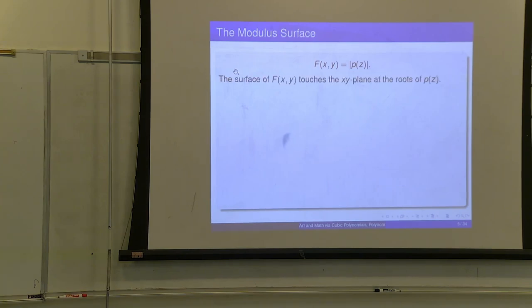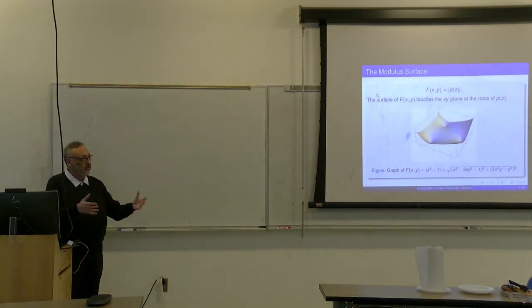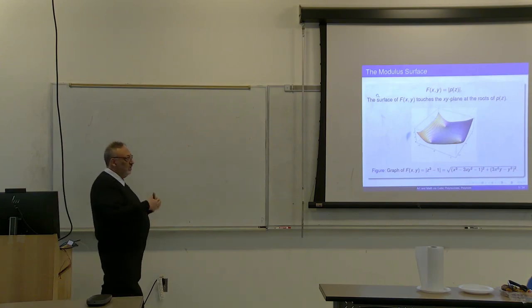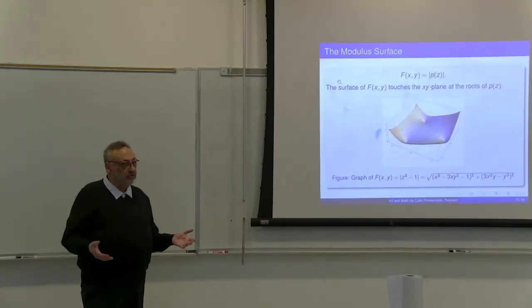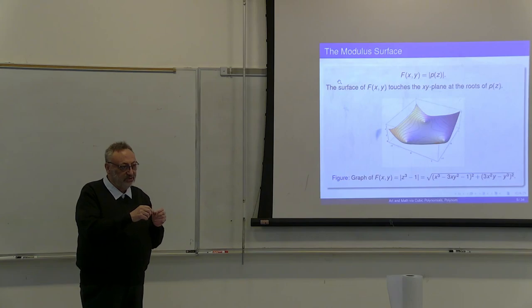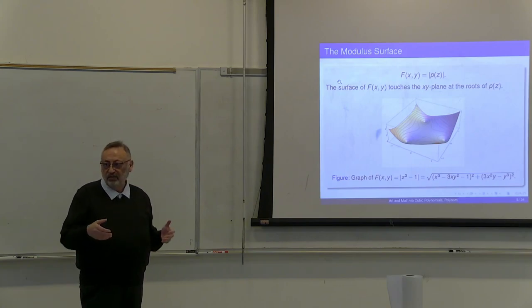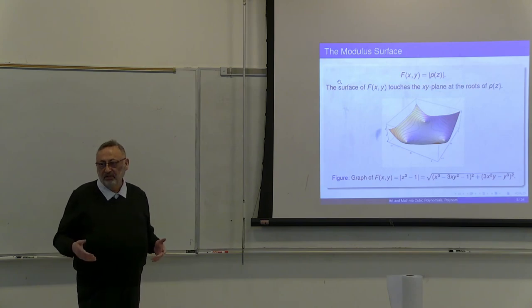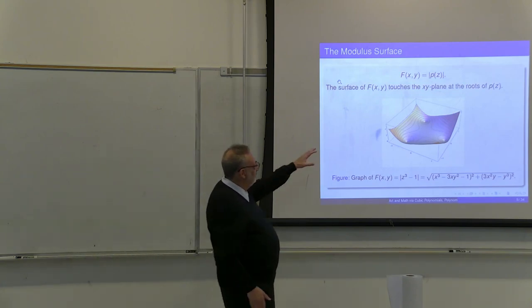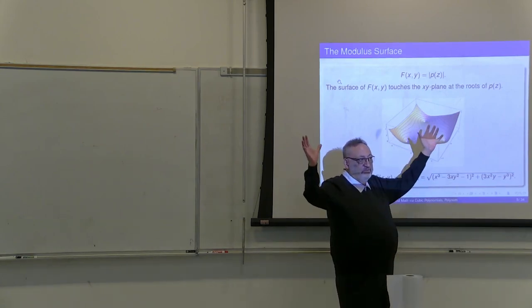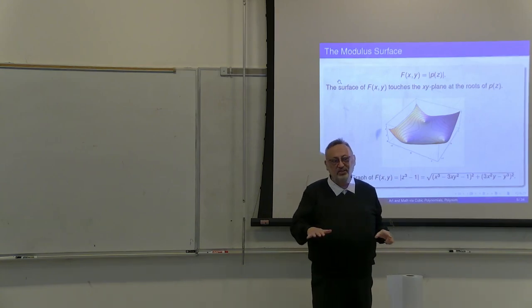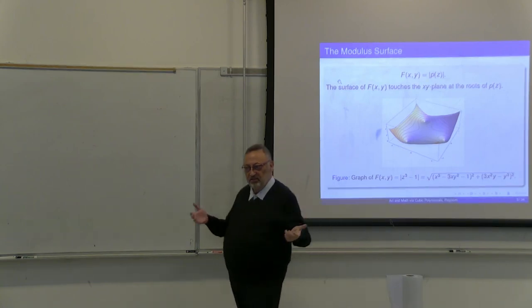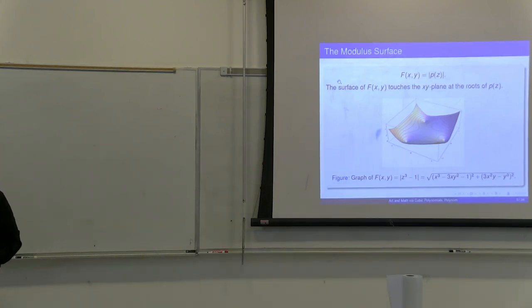questions. So, the distance. Okay, now the modulus surface. You have a complex polynomial. You can associate a modulus function to that. And that modulus, for each complex number x plus iy, gives you a number. It's a modulus, so it's going to be bigger than or equal to zero. So it's a surface. It goes to infinity, and it touches down to the xy plane only at the roots, in this case three times.